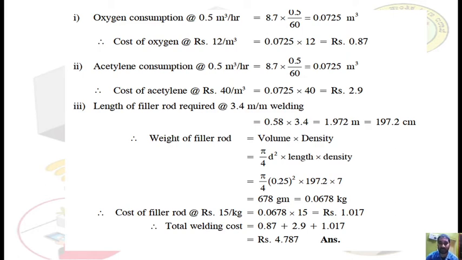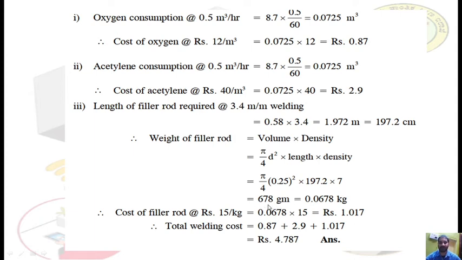Calculate the weight by multiplying volume into density. Find the volume of the filler rod: pi d square by 4 is the area, multiplied by length and multiplied by density. The diameter d is given as 2.5 millimeter. Convert this into centimeter, that will be 0.25 centimeter. Pi into 0.25 square by 4, into length 197.2, multiplied by density 7, which is given in the problem. 678 grams of filler rod is required.